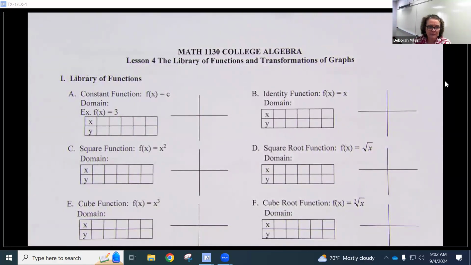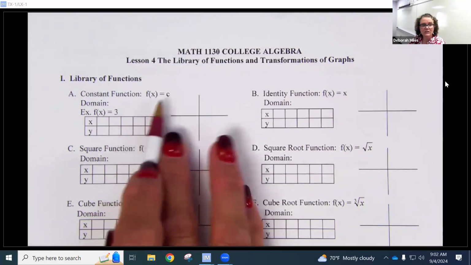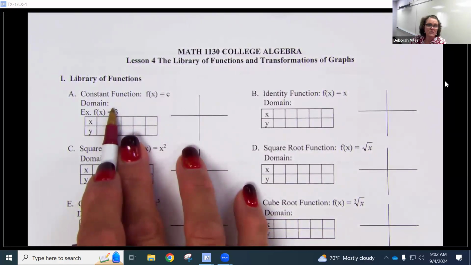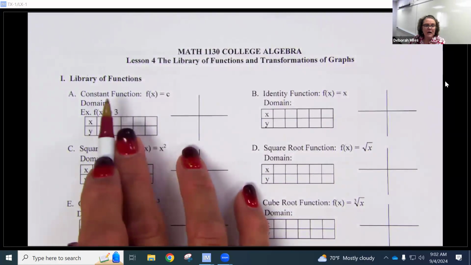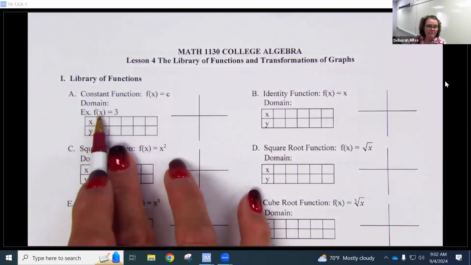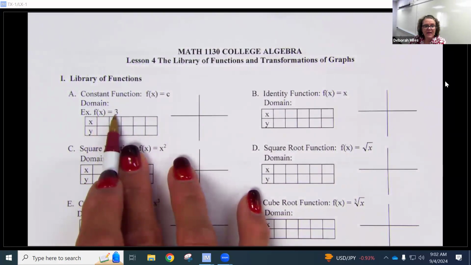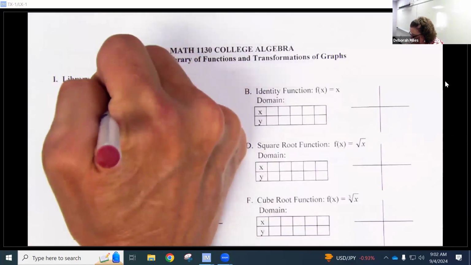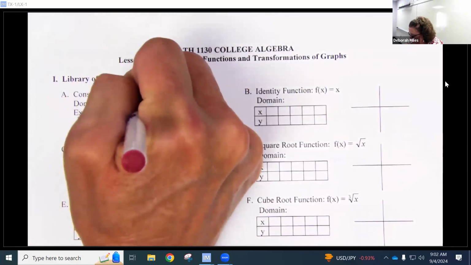All right, so our basic functions. The first one is our constant function, f of x equals some constant. The domain of that function, and remember domain means any value of x for which the function is defined. I made an example here, f of x equals 3, and that function is defined for any value of x. No matter what value of x you put into the function, it's going to spit out a 3. So the domain of that function is negative infinity to infinity.